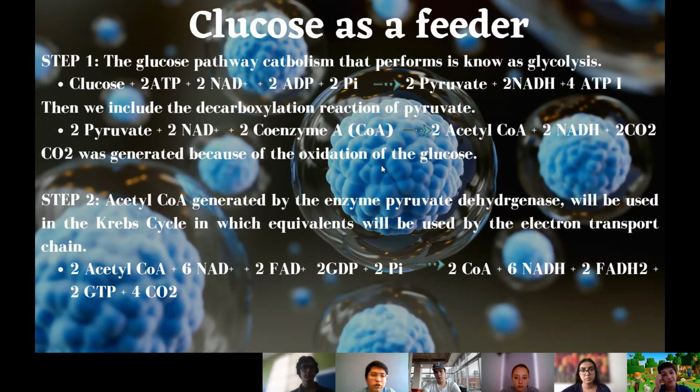Next, we have glucose as a feeder. The glucose has to pass through a pathway of catabolism to perform glycolysis to have pyruvate as a result. The pyruvate we have as the result, we can convert it to acetyl CoA. In this way, we have the acetyl CoA to be used in the electron transport chain. As we can see, the acetyl-CoA is converted to be used in the electron transport chain.